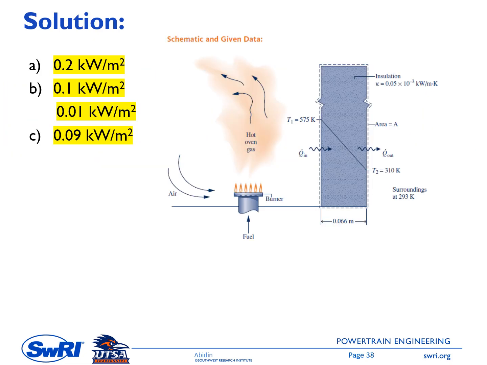So on the right side here is the schematic of the system. Once again, the wall is a kind of sandwich wall. We have an insulation layer with a thickness of 0.066 meter, and then on the left side we have a thin metal at temperature T1 of 575 Kelvin, and on the right side we also have a thin metal. The temperature is 310 Kelvin, and it is assumed that the temperature varies linearly within this wall.